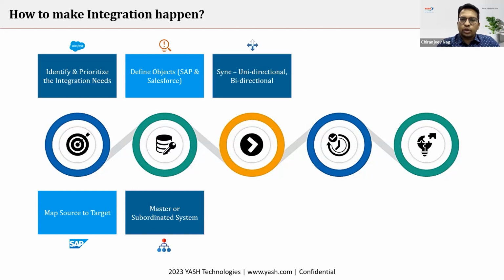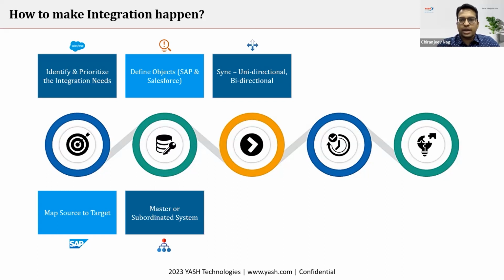The next point talks about the synchronization, whether it has to be unidirectional or bidirectional. We were talking about quotes. The quotes will be created in Salesforce and sent to SAP, the ERP system. So it has to be unidirectional. But let's now take an example of order. If a sales rep is able to create an order from Salesforce, then that order information has to be sent to the ERP system. So which happens in one direction.